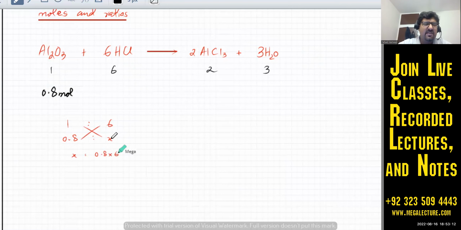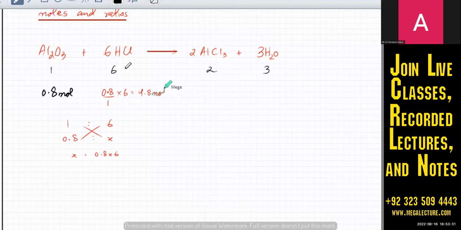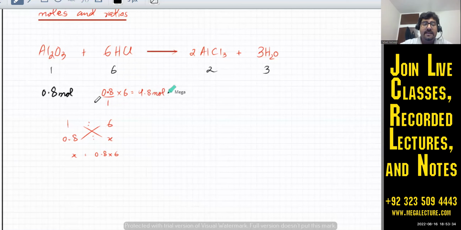I told you the shortcut is, instead of actually writing all of this, you could just do 0.8 divided by 1, into 6. That's it. So the moles will be 0.8 divided by 1, into 6, which comes out to be 4.8 moles. If I want to find the moles of this thing, I can take 0.8 divided by 1 and multiply by 2. That's the same ratio, but it's just a quicker way of doing this. So this one would be 0.8 divided by 1 times 2, which will come out to be 1.6 moles.